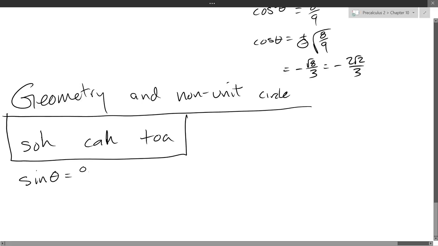Sine is opposite over hypotenuse. Cosine, A stands for adjacent, over hypotenuse, and tangent is opposite over adjacent.